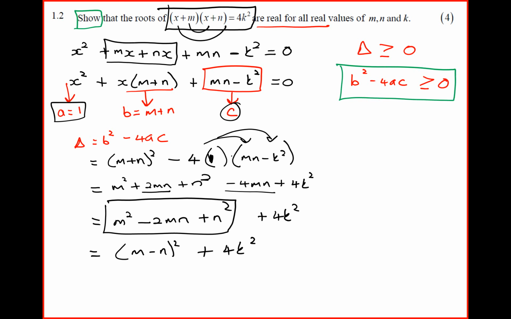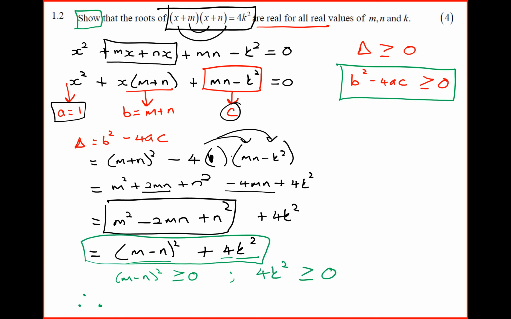Now, we know that m minus n squared has to be non-negative. You square anything in maths, it can either give you 0 or a positive. So our conclusion is m minus n all squared will always be greater than or equal to 0. We also know 4 is positive, and we're multiplying it by k squared, a square number, so 4k squared is also greater than or equal to 0. Therefore, this whole thing that we have found is greater than or equal to 0.